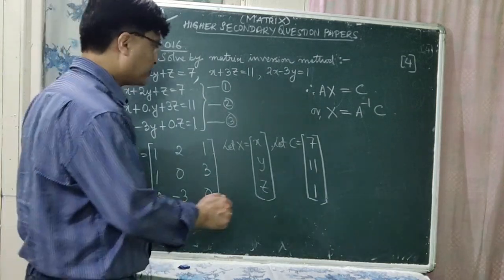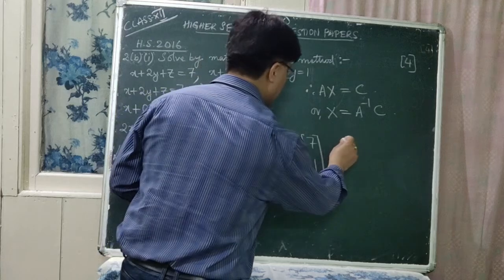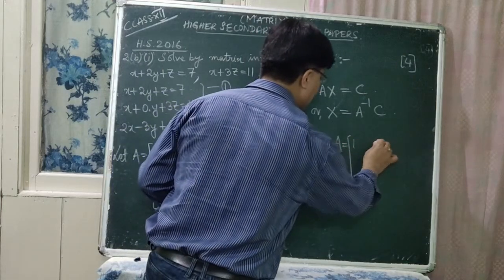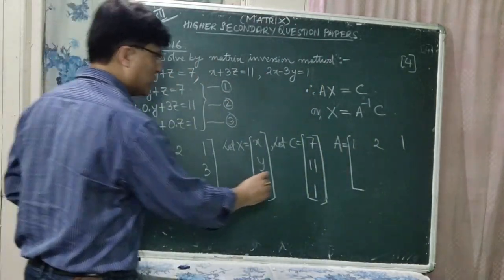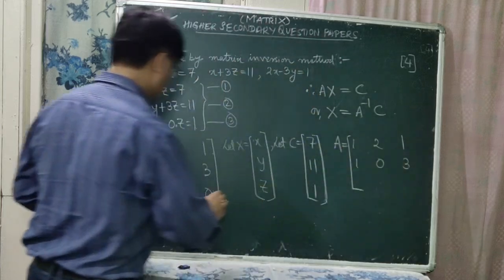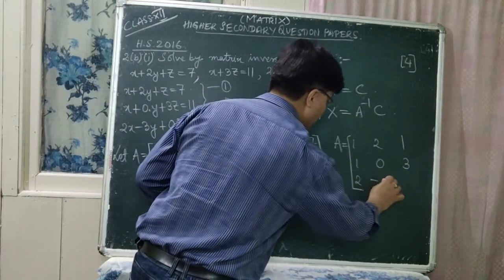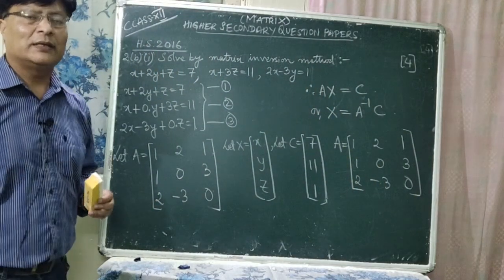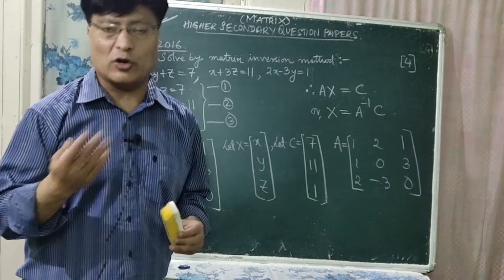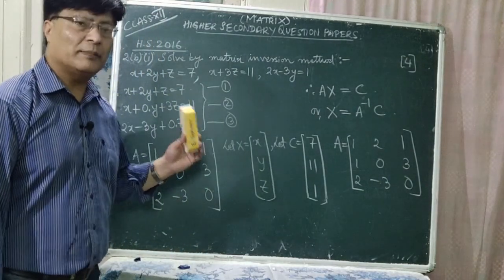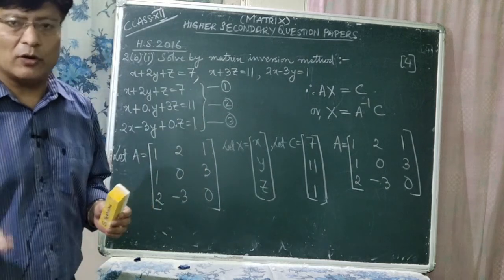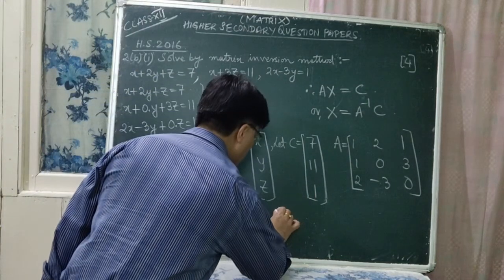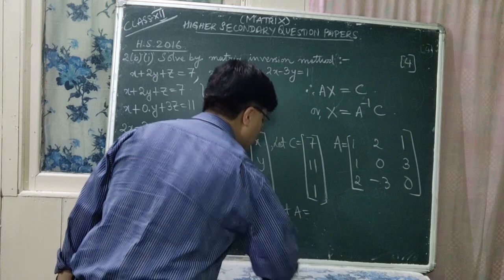Is that clear now? So let us write the matrix A. What is the A matrix here? A is equal to, this is 1, 2, 1. Then next 1, 0, 3. Next one is 2, minus 3, 0. So first of all, you have to check whether the inverse of the matrix A exists or not. In that case, you have to find out det A. So det A is equal to, how can you find out det A?